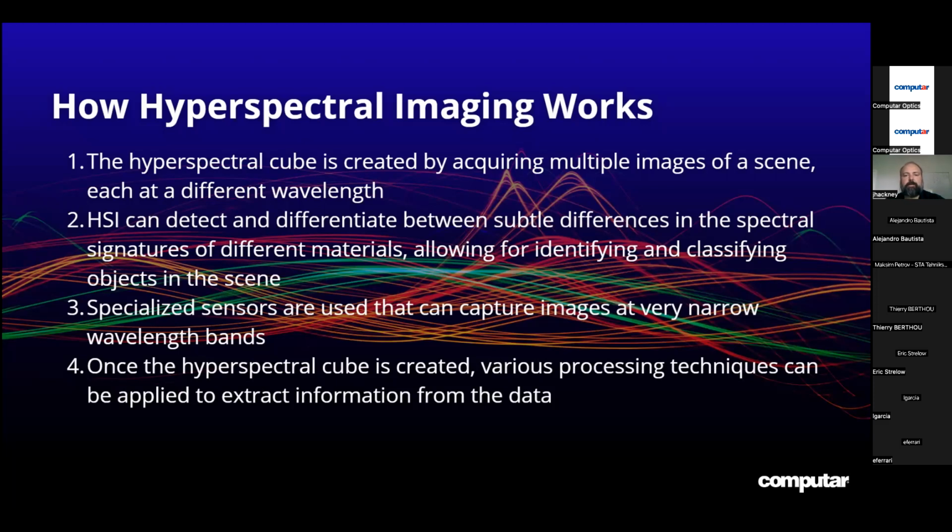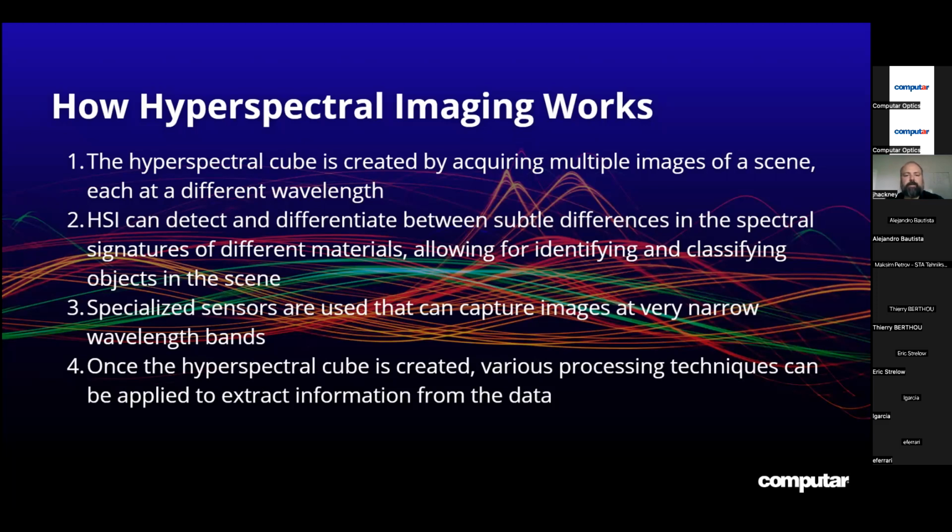To acquire hyperspectral data, specialized sensors are used to capture images at very narrow wavelength bands. These sensors often use a technique called push broom imaging, where the sensor is moved across the scene while continuously acquiring data.